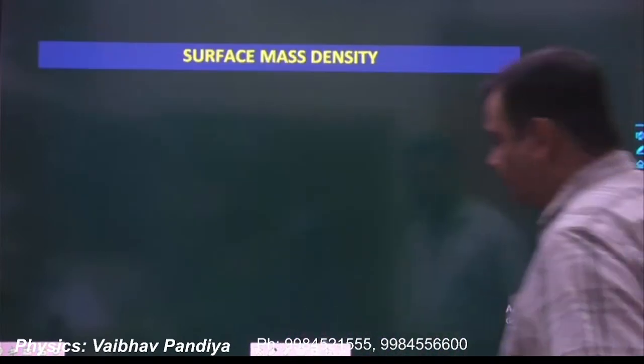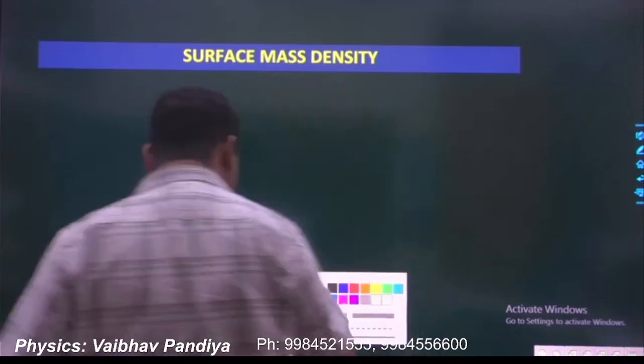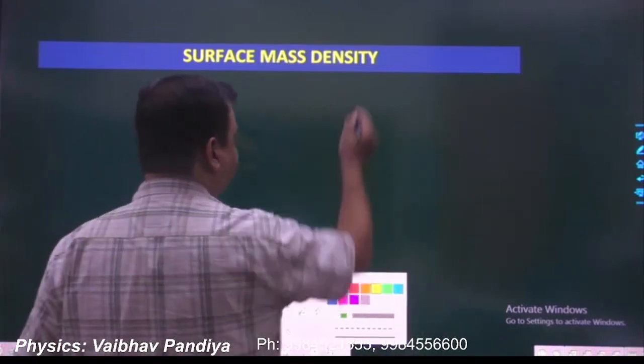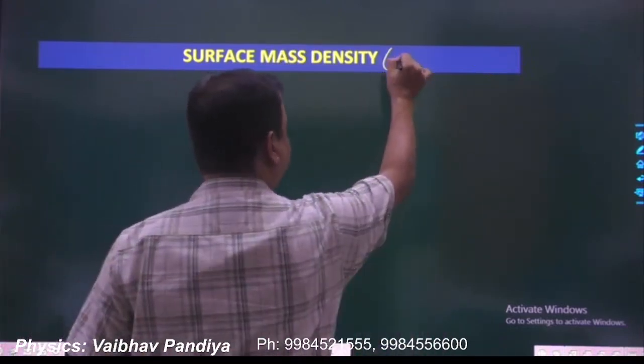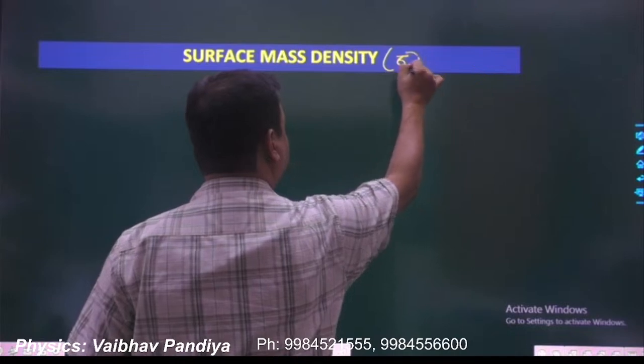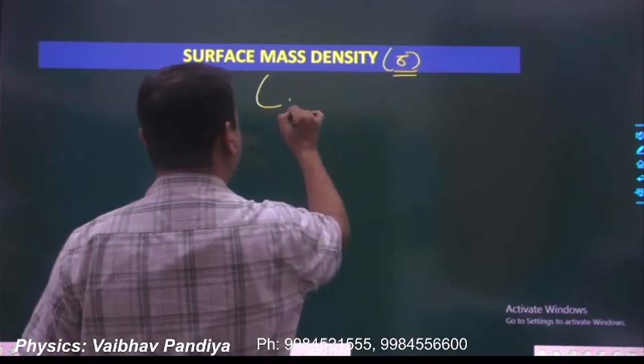So let's see how we define the surface mass density. Already we have seen in lecture 1 that any kind of mass density, whether it is linear mass density, surface mass density, or volume mass density, is a microscopic property.